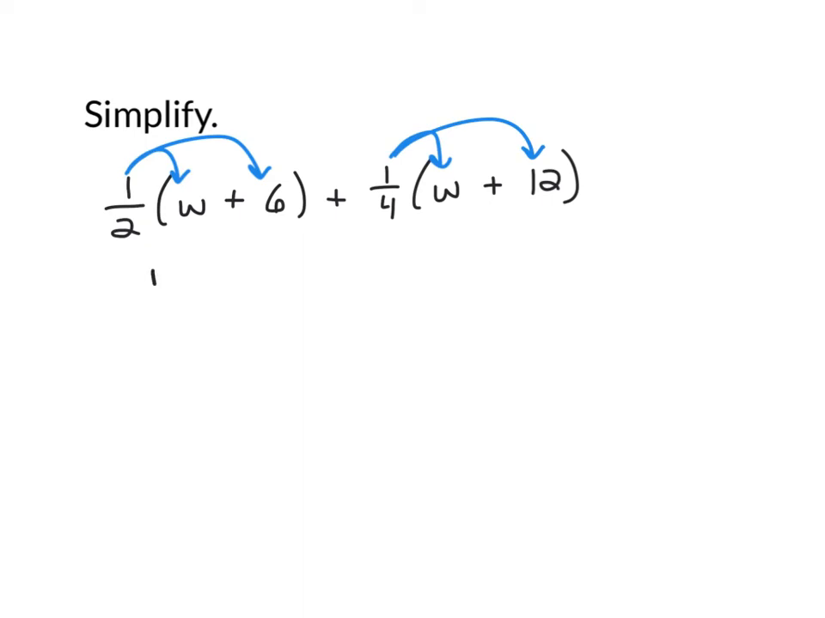1/2 times w is 1/2 w, plus 1/2 of 6, that's 3. Go ahead and put that expression inside your parentheses. We're going to copy that plus sign. Now let's distribute. 1/4 times w is 1/4 w.